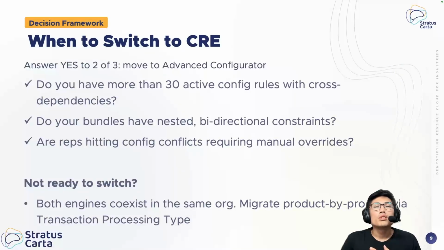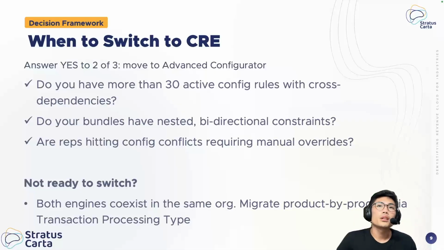Now, you just have to ask yourself 3 questions when you want to switch from BRE to CRE. Number 1, do you have more than 30 active config rules with cross dependencies? 2, do your bundles have nested bidirectional constraints? And then 3, are reps hitting config conflicts requiring manual overrides? If you answer yes to 2 of 3, then our recommendation is to move to Advanced Configurator.